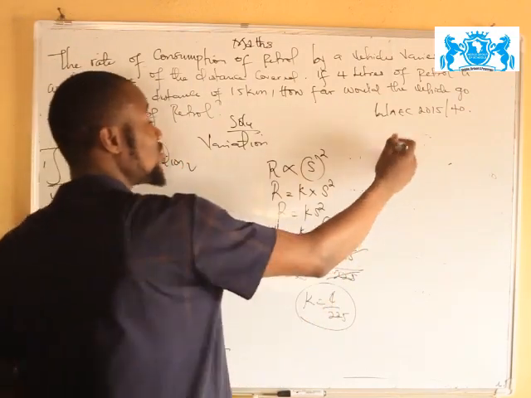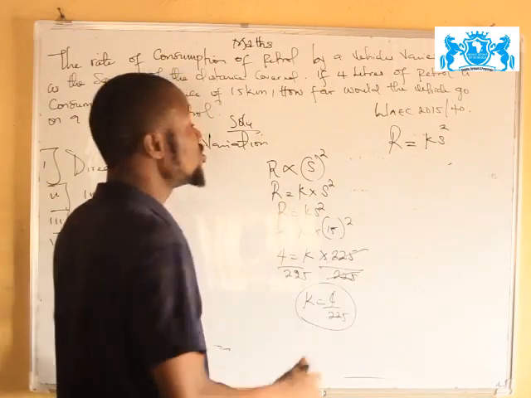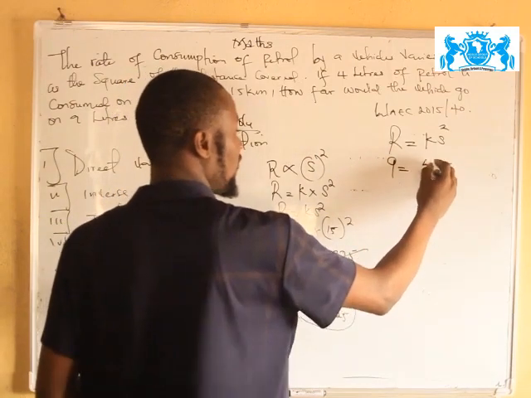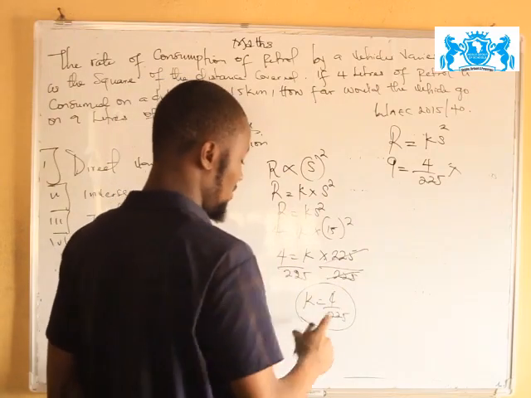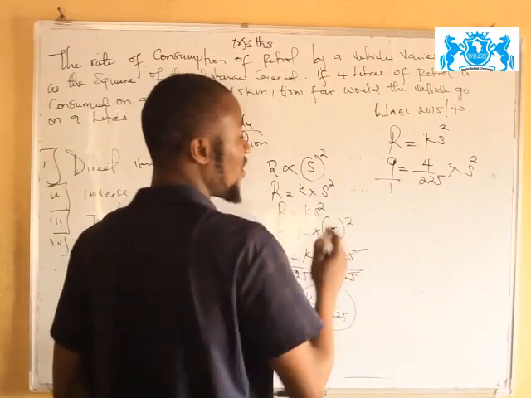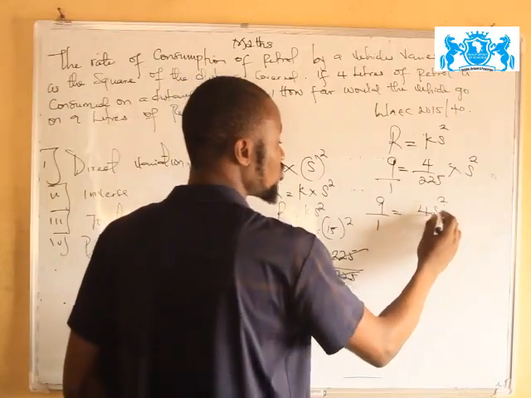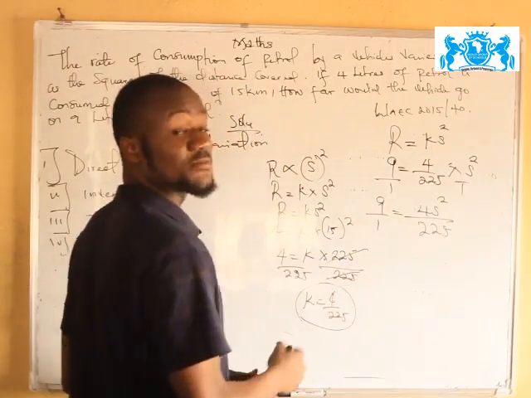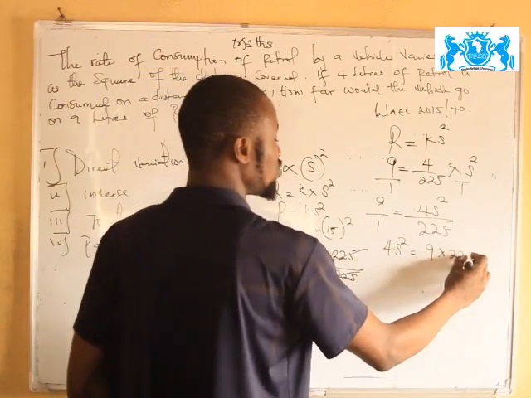Now the question is asking you, how far will the vehicle go? Which means you are looking for the distance. So the rate of the petrol consumption is 9, equals k, which is 4 over 225, times s, what you are looking for, s raised to the power 2. So you have 9 over 1 equals 4s raised to the power 2 all over 225. Now, you cross multiply, you have 4s raised to the power 2 equals 9 times 225.